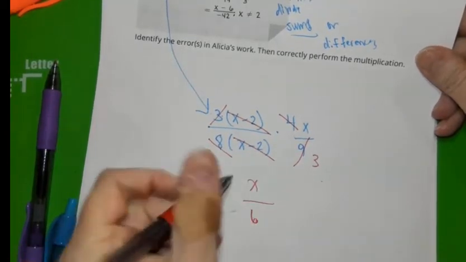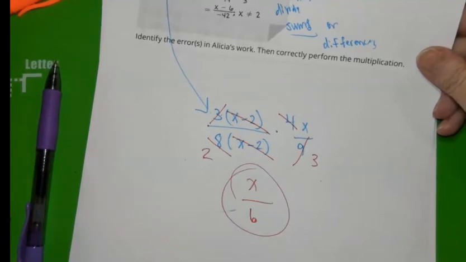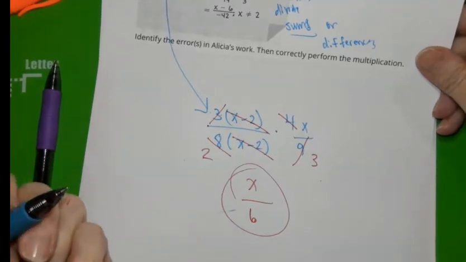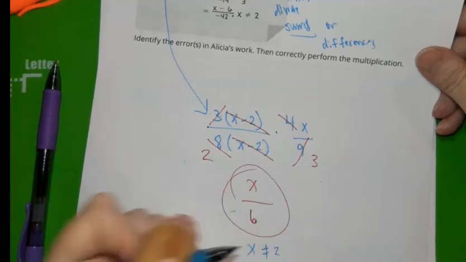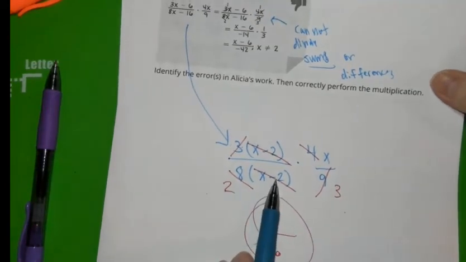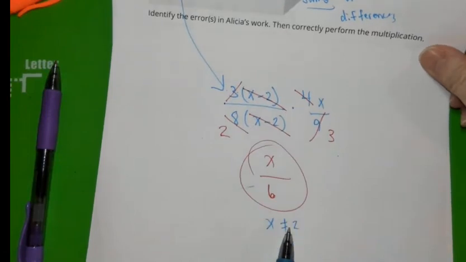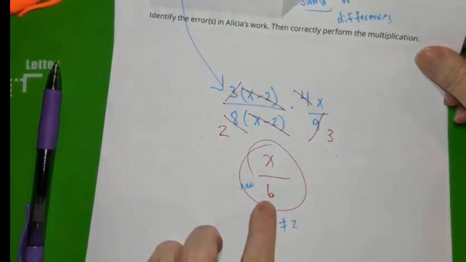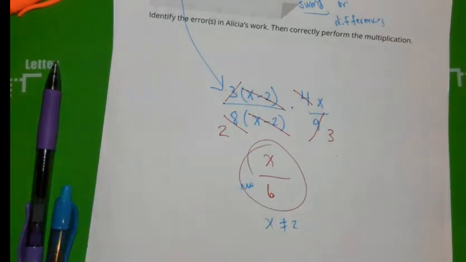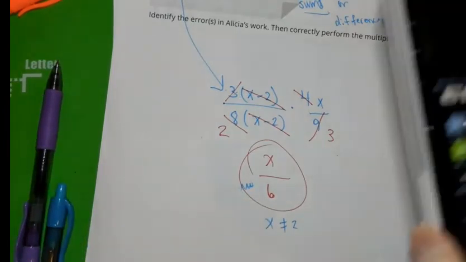Now let me show you a neat trick. The restriction on the variable is 2, and that's true, so she did that part right. You can't use a 2 because this 2 would give you a 0 right here. So we do want to indicate our restrictions. That's not a negative, that's just 6. So what I want to do is show you something cool.